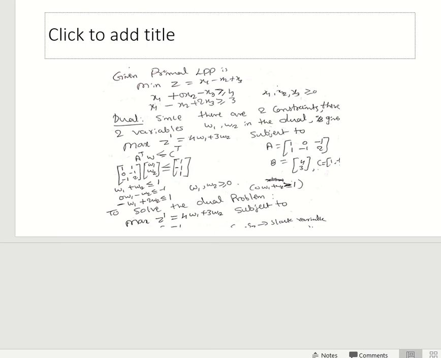We will get the dual of this form. Now this one we have already discussed. To solve the dual problem, first write maximization z dash equal to 4w1 plus 3w2. Now here for less than or equal to, we have to convert it into the equality sign by using the slack variables.